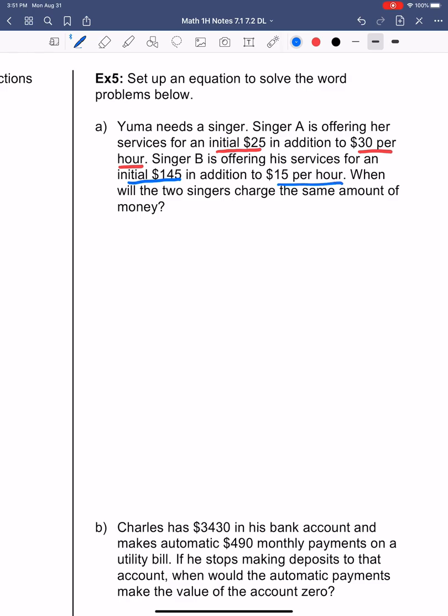We want to know when these two singers will be charging the same amount of money. Okay, how many hours is that going to take? So I'm going to set up two equations here, or two expressions, and set them equal to each other. So we've got singer A. So that's an initial $25 and then $30 per hour. So I'm going to say 30h plus that initial 25. And then we've got singer B, and that's $15 per hour plus the initial 145.